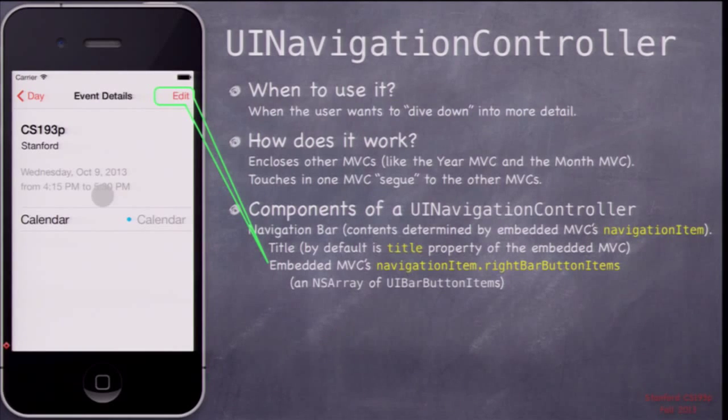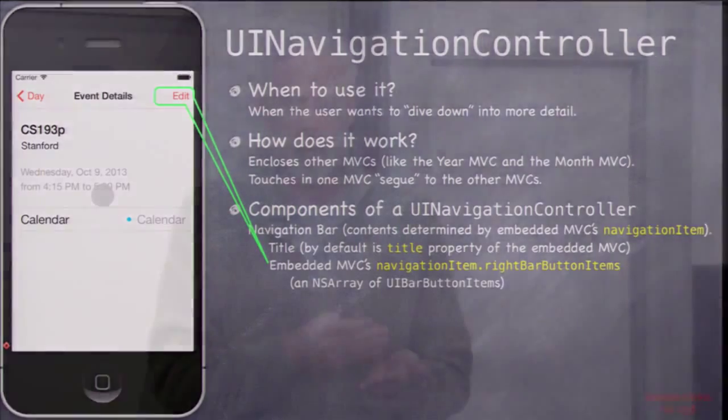And the navigation controller figures out which ones to put there by asking the embedded view controller for an object called navigationItem. All UIViewControllers have this property navigationItem, and it returns an object that has some stuff in there like rightBarButtonItems, which is an array. Everyone understand the property notation I'm using there? navigationItem.rightBarButtonItems. I'm getting that from the embedded view, the day view or the month view or whatever. That's what's determining the buttons that are up there.